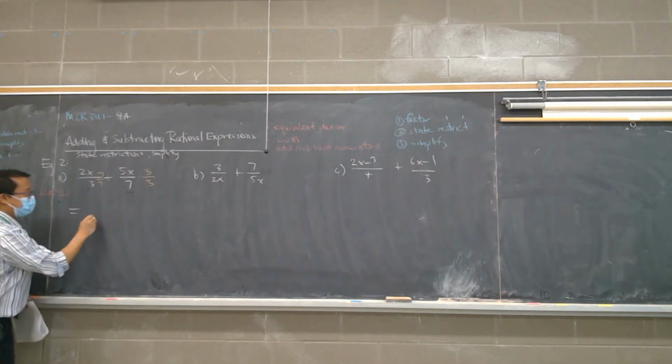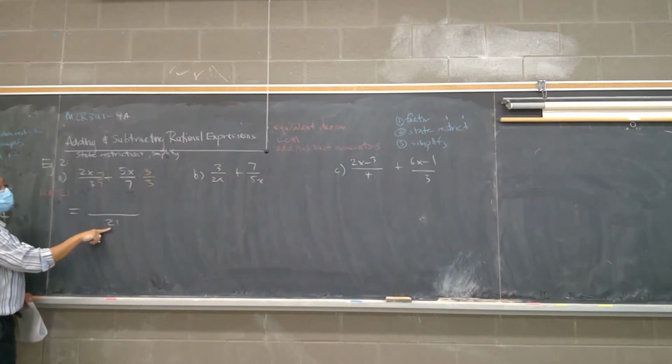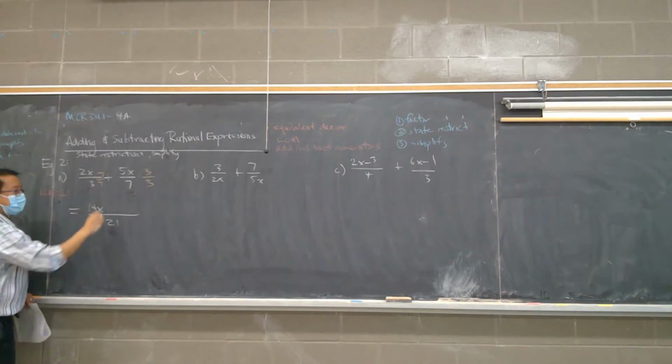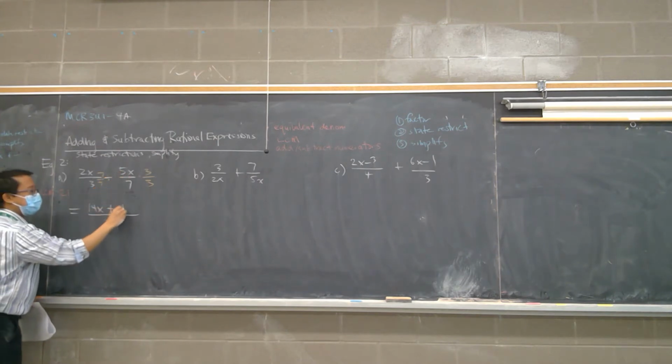And what we're going to do next, 3 times 7 is 21, 7 times 3 is 21. Notice the denominator is now the same. And so now we execute this step. 7 times 2x, that's 14x. That's the plus sign. And then 5x times 3, that's 15x.